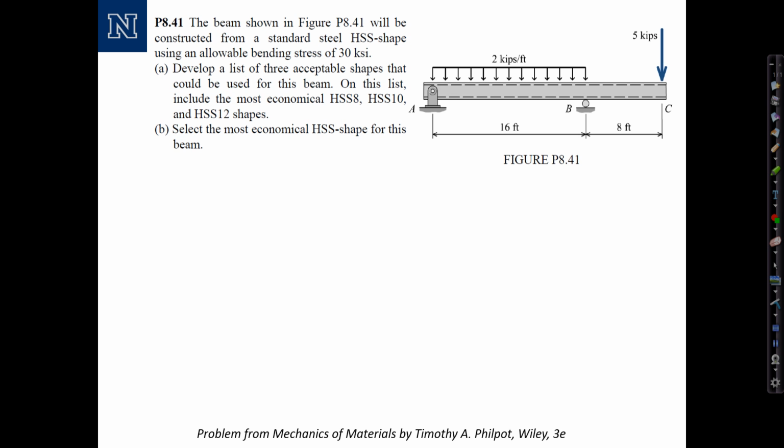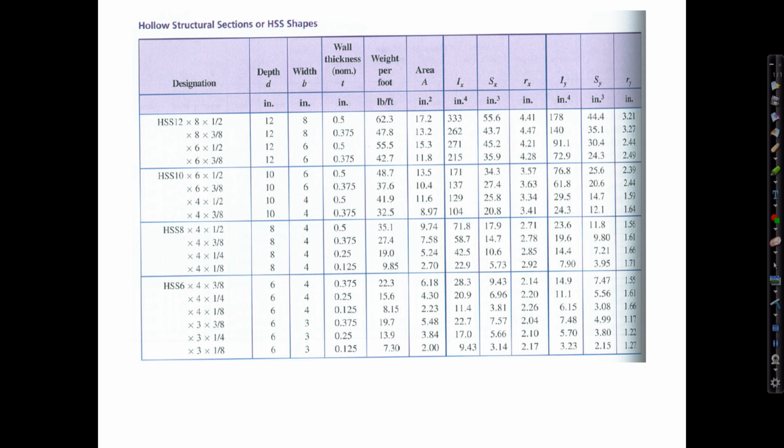Then we want to choose the overall most economical HSS shape for the beam. HSS stands for hollow structural section. In the real world, there are many different standard HSS sections to choose from. However, for this problem, we'll consider a small subset of those sections that are found in an appendix in the back of your book. An HSS section is basically a hollow rectangular section. Looks something like this.